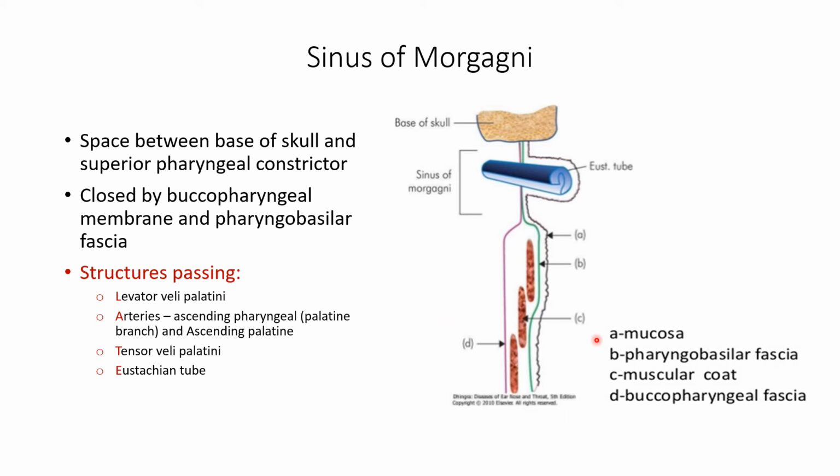So in this picture you can see the wall of the pharynx with the mucosa, the pharyngobasilar fascia, the three constrictors you are seeing and the buccopharyngeal fascia, and the sinus of Morgagni between the base of skull and the superior constrictor, and the eustachian tube that is passing through this membrane.